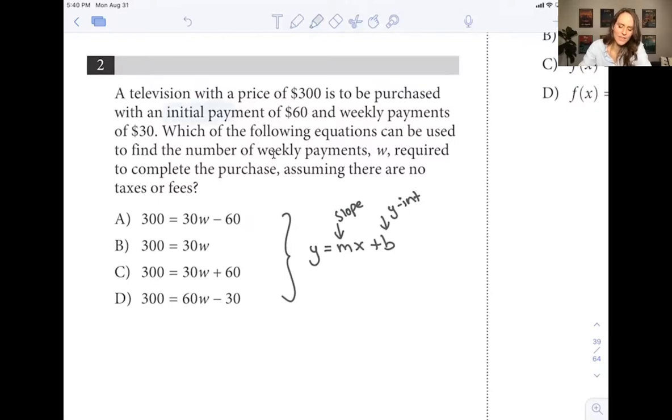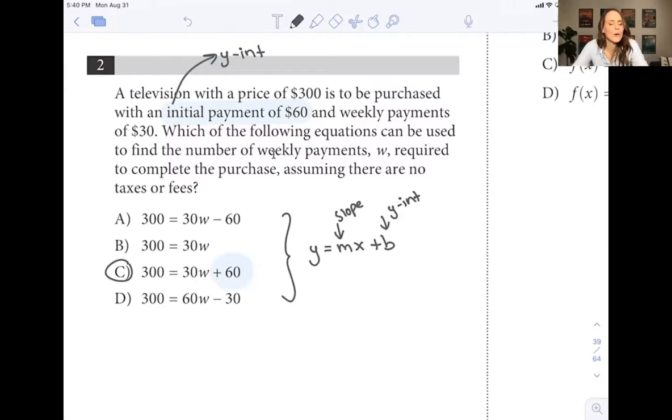Initial payment, starting amount, those are all code words for the y-intercept. So I want a plus 60. That only occurs in answer choice C. Boom. So I am done after only reading part of the first sentence.